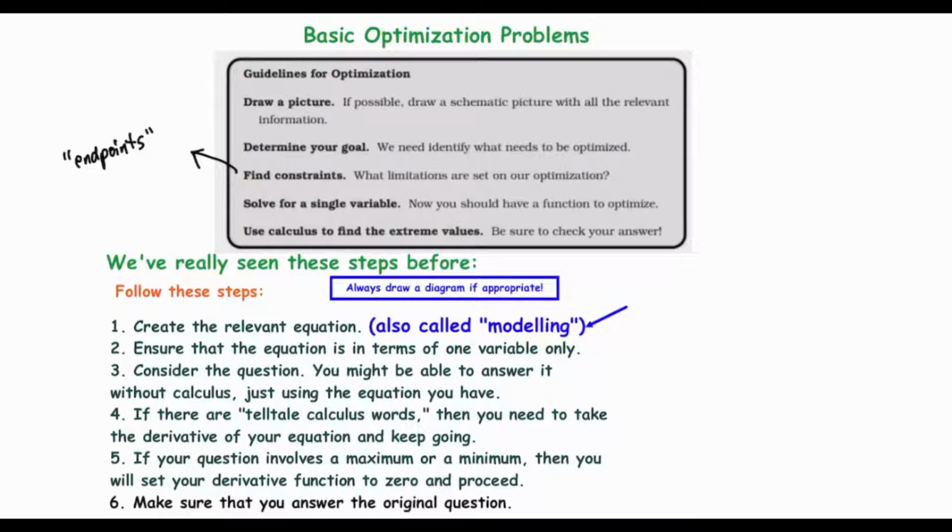We're going to solve for a single variable. Now you should have a function to optimize. So if we're talking about length and width, we can't have two different variables in our equation, so we're going to need to define everything in terms of one variable. And we've worked on problems like that before in our past lessons where we had to rewrite equations in terms of a single variable. And then use calculus to find the extreme values.